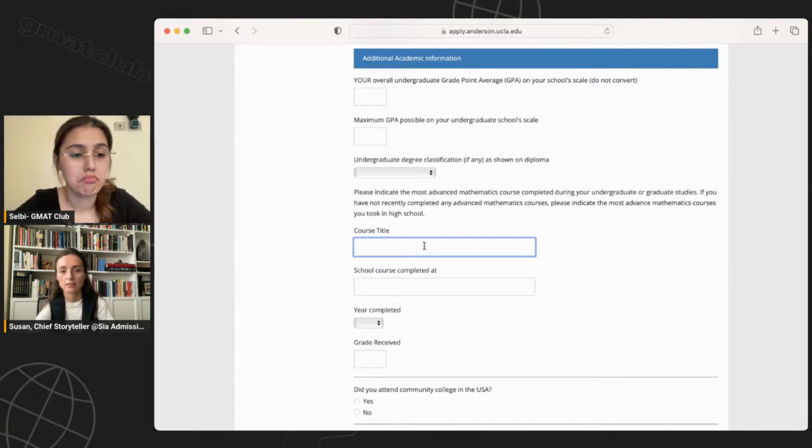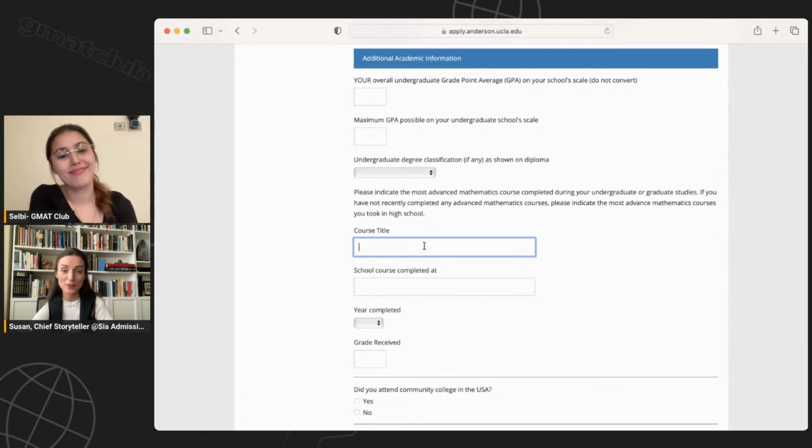So yes, that's interesting. Even for art students, it's better to have a math-related course. If you've done it in college, that's obviously better. If you haven't, then you would include what you had in high school. If you do not have it, you can always compensate with your GMAT score.